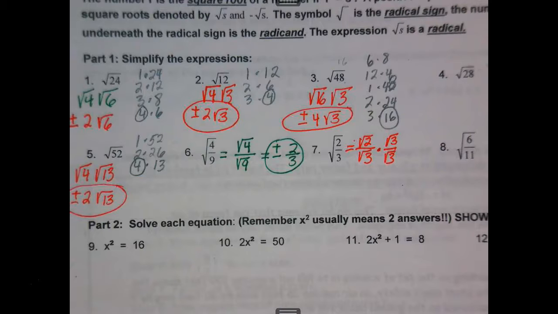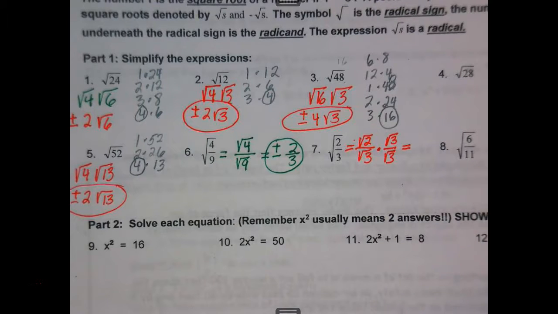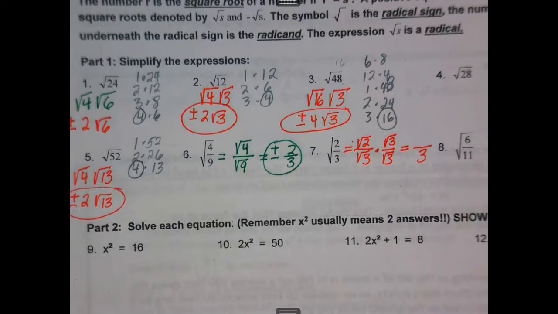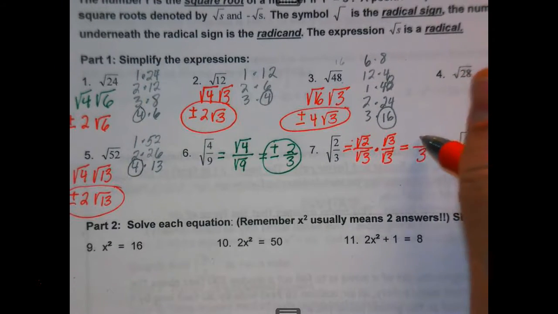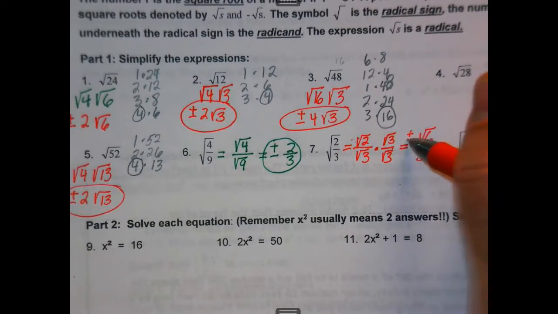I can't really multiply it by anything other than 1, because I would change the value of it. So I'm going to multiply it by radical 3 over radical 3. Because radical 3 times radical 3 is what? Well, radical 9, which is 3. I get what's inside the radical sign. Now, radical 2 times radical 3 is radical 6. You're multiplying. Okay, this is plus or minus.